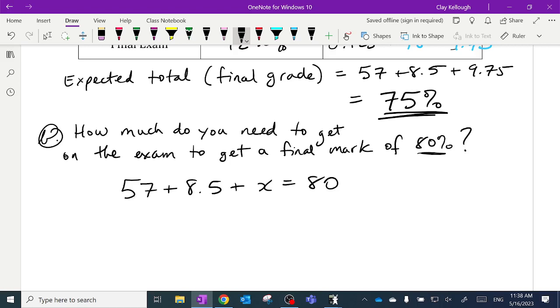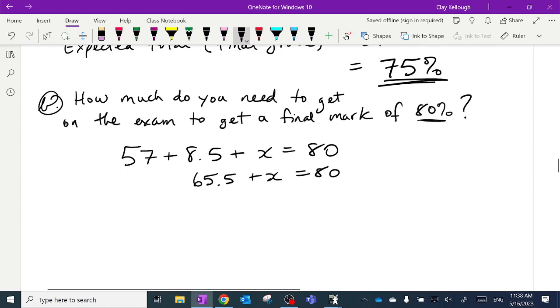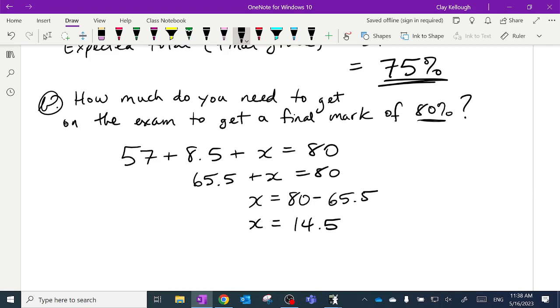57 plus 8.5 is 65.5. To get x by itself, I'd minus 65.5 on the other side. And that gives me 14.5. Does that mean I only need a 14.5% on the exam? Woohoo! No, that's not what it means at all.